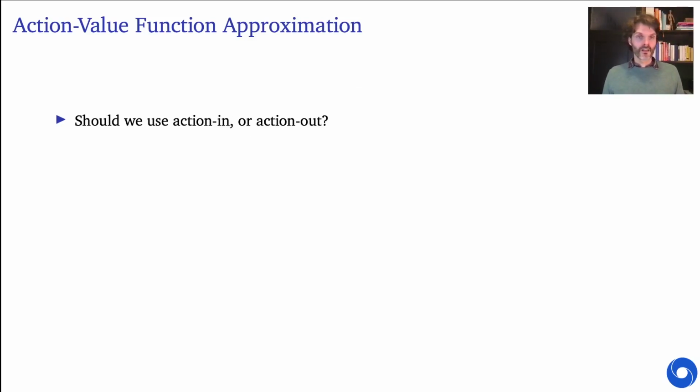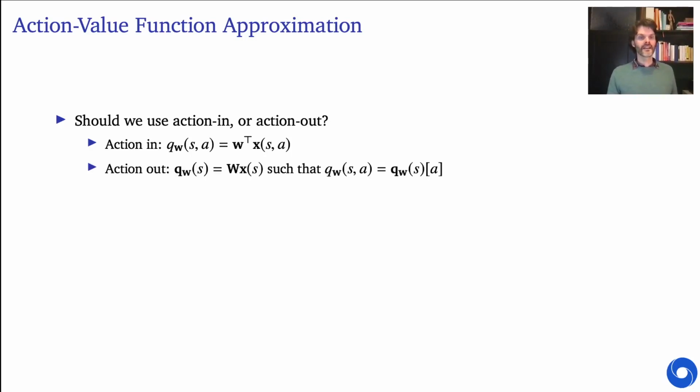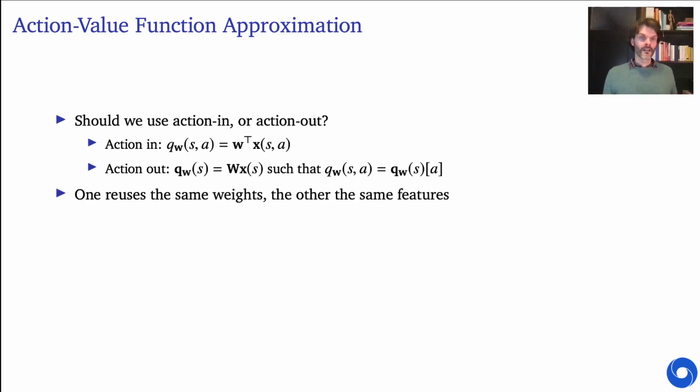Okay, so this raises a question. Should we use action in, where the action is part of your feature representation, or action out, where we just have a state-dependent feature representation and then compute the action values for all of the different actions? The action in approach is when your feature vector depends on state and action, and you have a shared weight vector, W. The action out approach is when you have a weight matrix, W, and features that only depend on state. One reuses the same weights across actions, the other reuses the same features across actions.